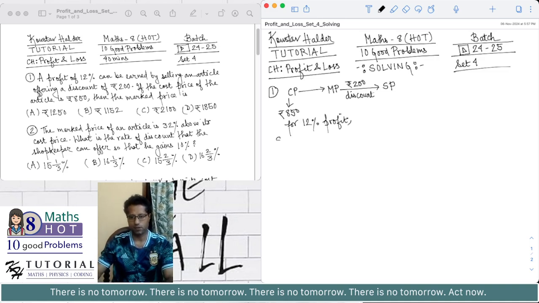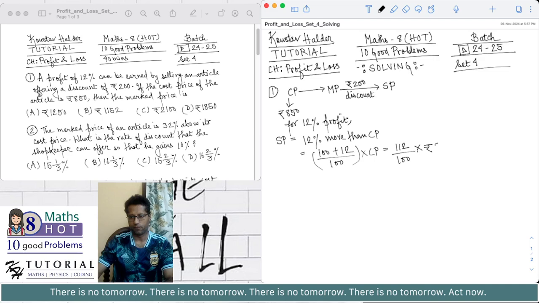we must have the selling price equal to 12% more than CP, the cost price. Now 12% more than CP means 100 plus 12 divided by 100 whole multiplied by CP. This is equal to 112 divided by 100 times 850. Let it be like this. I am not going to simplify this, I hope this will help in the future steps of calculation. So the selling price is this.